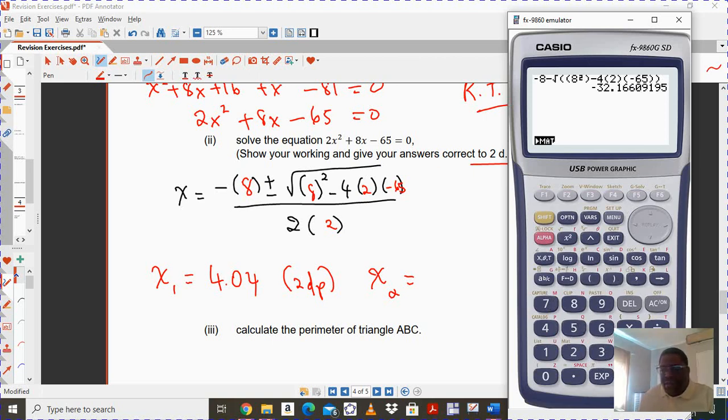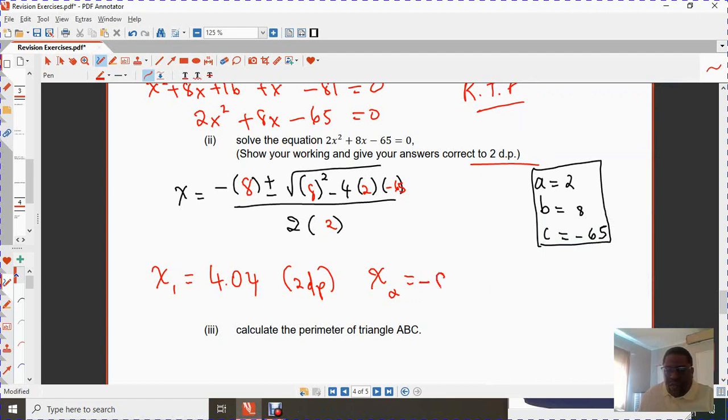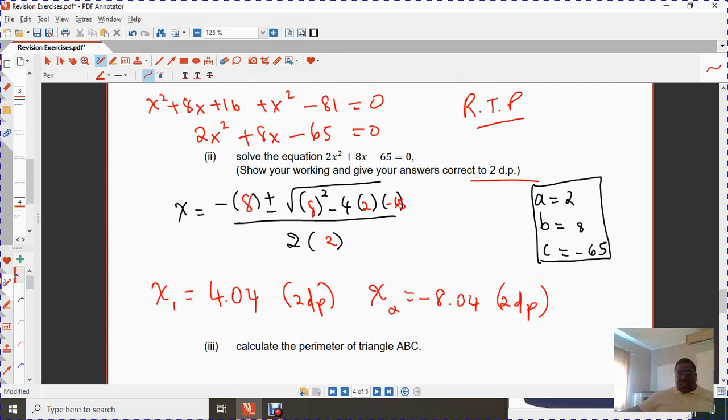So what I'm getting is my answer for the numerator. Then I'm going to divide that by 2 times 2, which is 4. So I'm going to divide that answer by 4, and then get negative 8.04. So negative 8.04, also to 2 decimal places. Please make sure that you are using your calculator wisely and that you arrive at the correct answers.